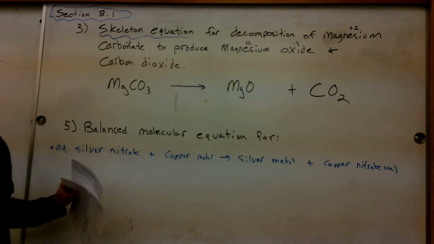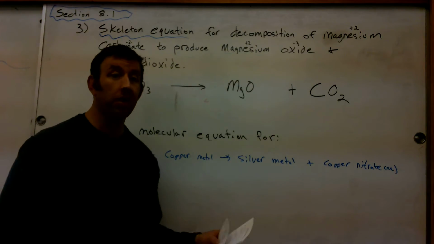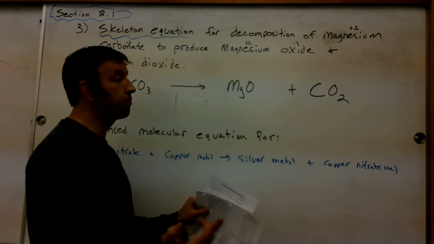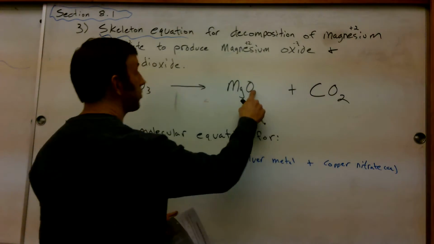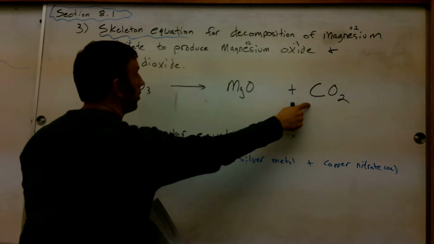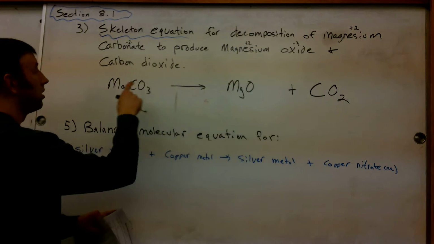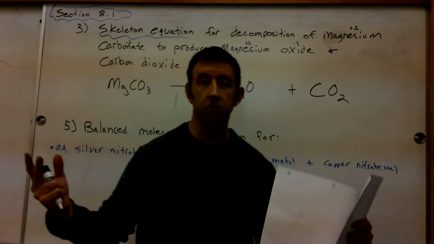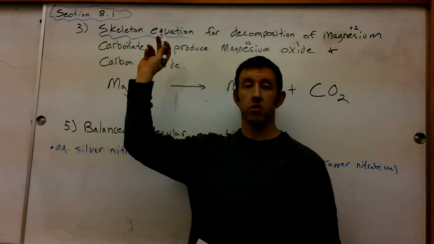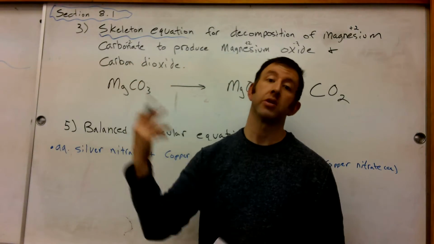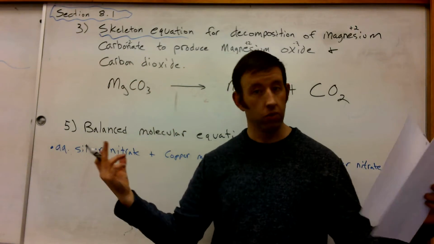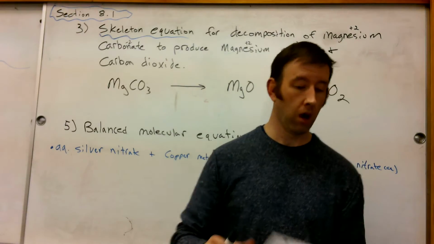Now, are we actually balanced in that case? Yeah, we already are. Just for purpose here, I got 3 oxygens, 3 oxygens, 1 carbon, 1 magnesium. That's already balanced. But when it says skeleton equation, do we have to worry about balancing? No. But if you do, good for you. Woo. All right.